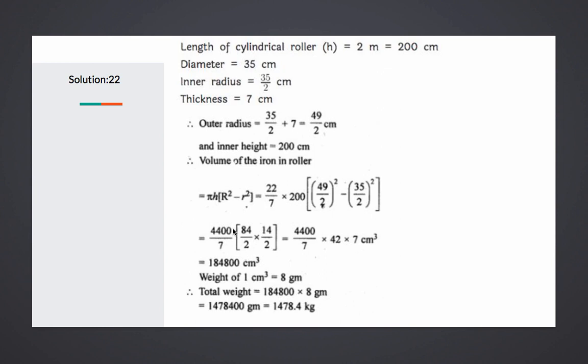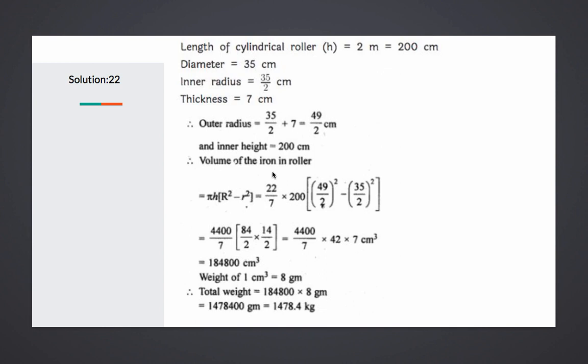Now we have to work out what? The first thing we need to find out is the volume in centimeter cube. What we have to calculate is volume, because for 1 centimeter cube volume of the iron, we are given 8 gram as the weight. So let us find out how much is the actual volume for the iron roller so that we can find out its total weight.